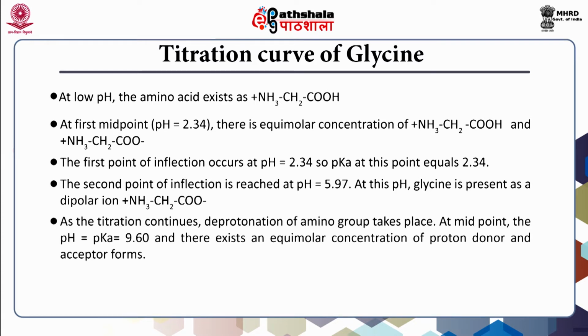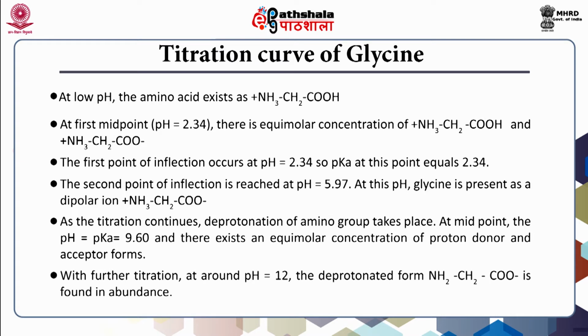As the titration continues, deprotonation of the amino group takes place. At the midpoint, the pH is equal to 9.6, so the pKa for the amino group is 9.6. Also at this point, there exists an equimolar concentration of proton donor and proton acceptor forms. As the titration proceeds further, around pH 12, the deprotonated form is found in abundance.